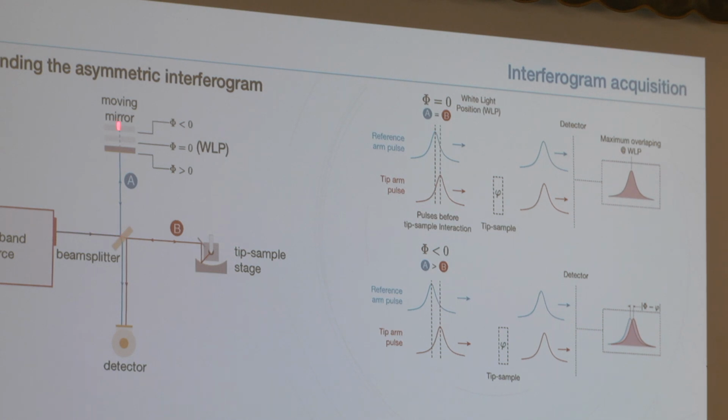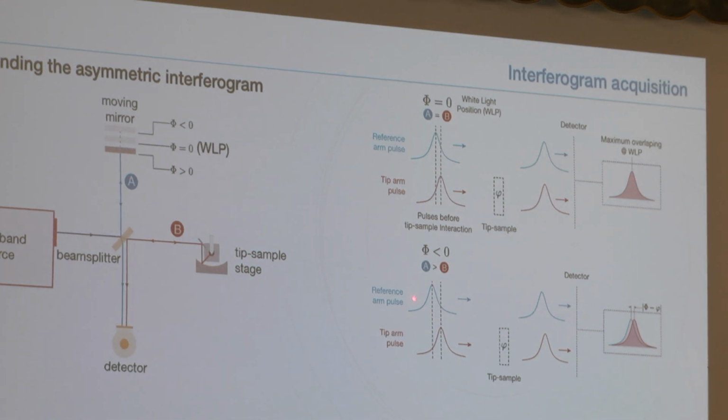When you are a little bit behind, it means that this reference arm is longer than the tip sample arm. In this case, the reference pulse is even more delayed with respect to the tip pulse. So when this pulse interacts with the sample, it delays a little bit, and they become not perfectly aligned, but it's still a good interference between them. All right, that's one condition.